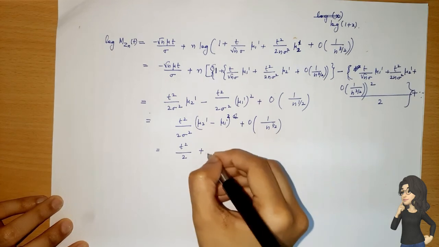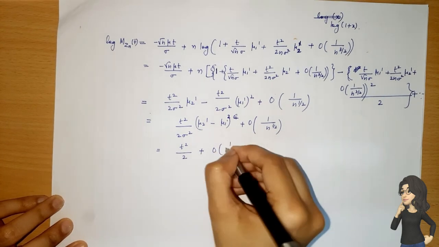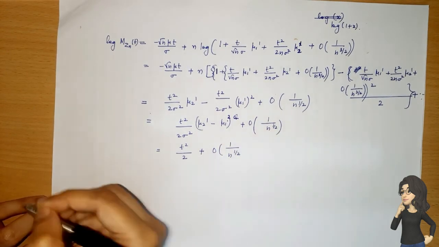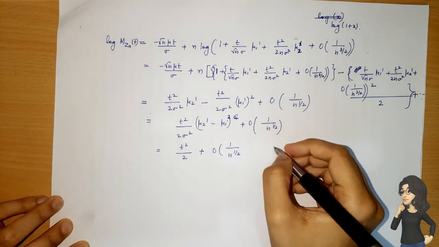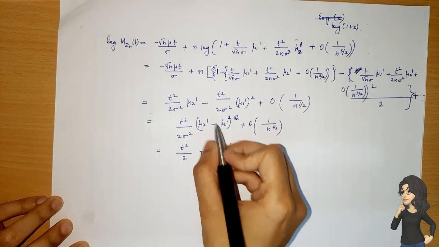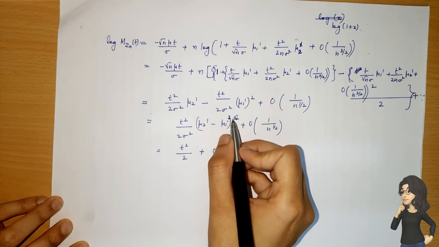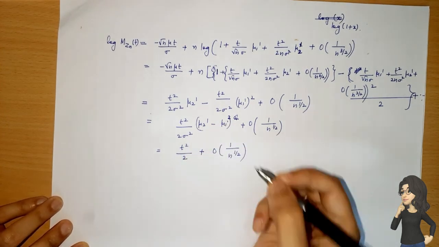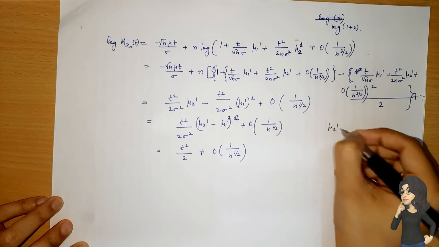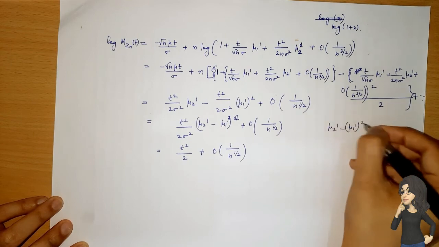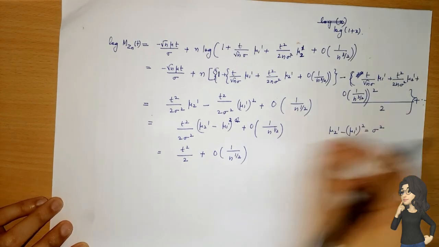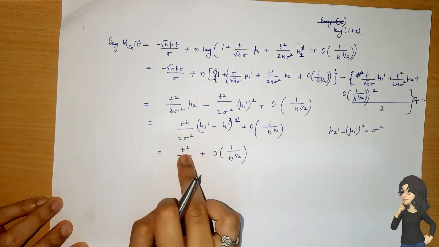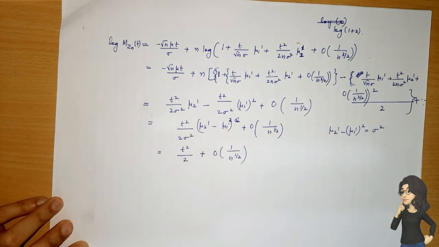plus O of 1 by n raised to 1 by 2. And why? Because mu 2 dash minus mu 1 dash square is equal to sigma square. So the sigma square and sigma square cancel out, and what is left would be t square by 2.